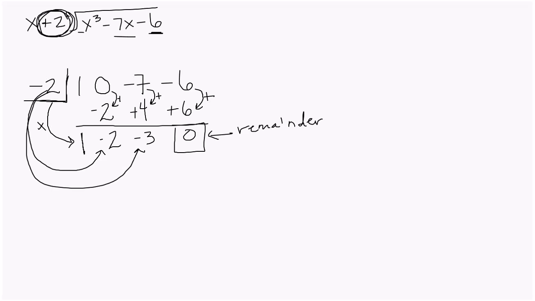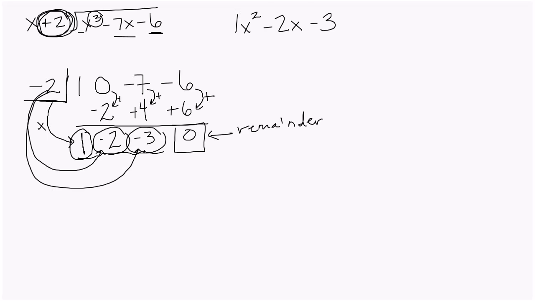And then these numbers here become your coefficients, and it's always going to be 1 less than the degree you started with. So if we started with x to the power of 3, then we're going to have 1 x to the power of 2, subtract 2x, subtract 3.